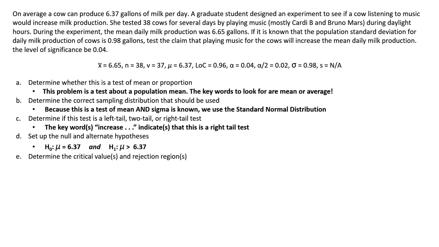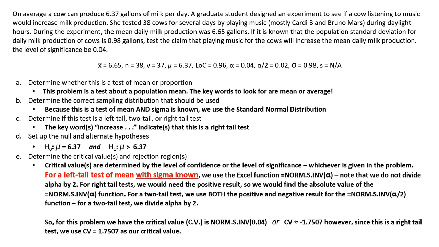We have to determine the critical values. The critical value or values come from the level of confidence and the correct sampling distribution. So we know we're using the standard normal distribution. We know that we're using an alpha of 0.04, and because it's a right tail test, we don't need alpha over 2. For the critical values, we would use norm.s.inv of alpha, and we don't divide alpha by 2.